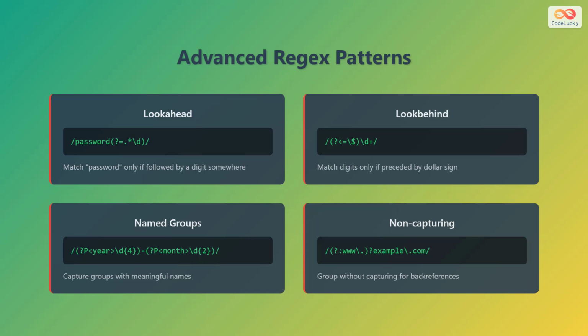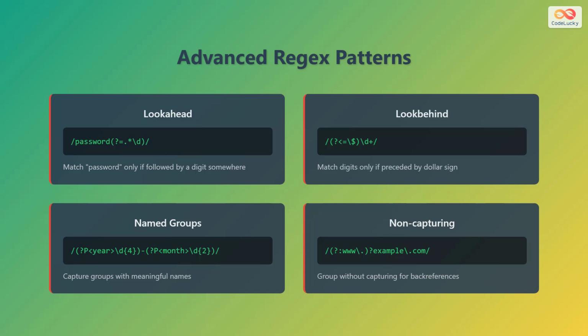Named groups. The pattern /(?P<year>\d{4})-(?P<month>\d{2})/ captures groups with meaningful names, in this case year and month, making it easier to reference the captured values.